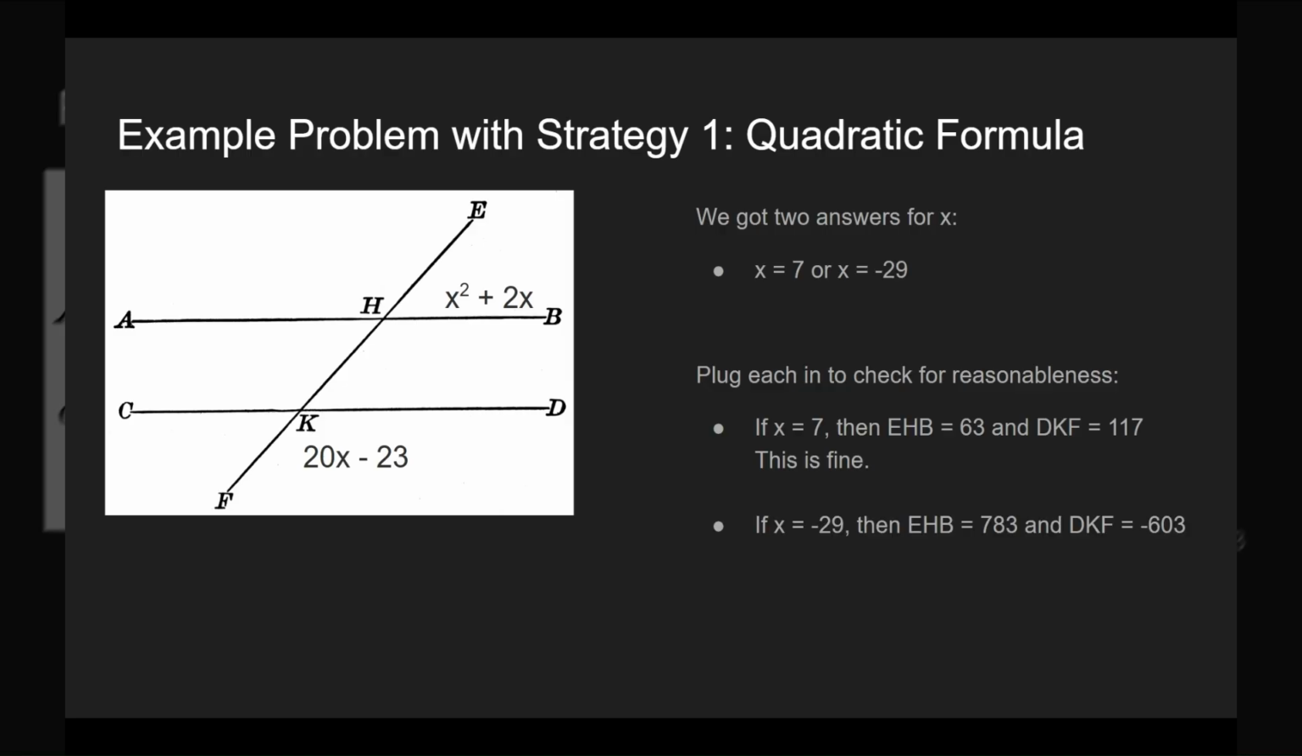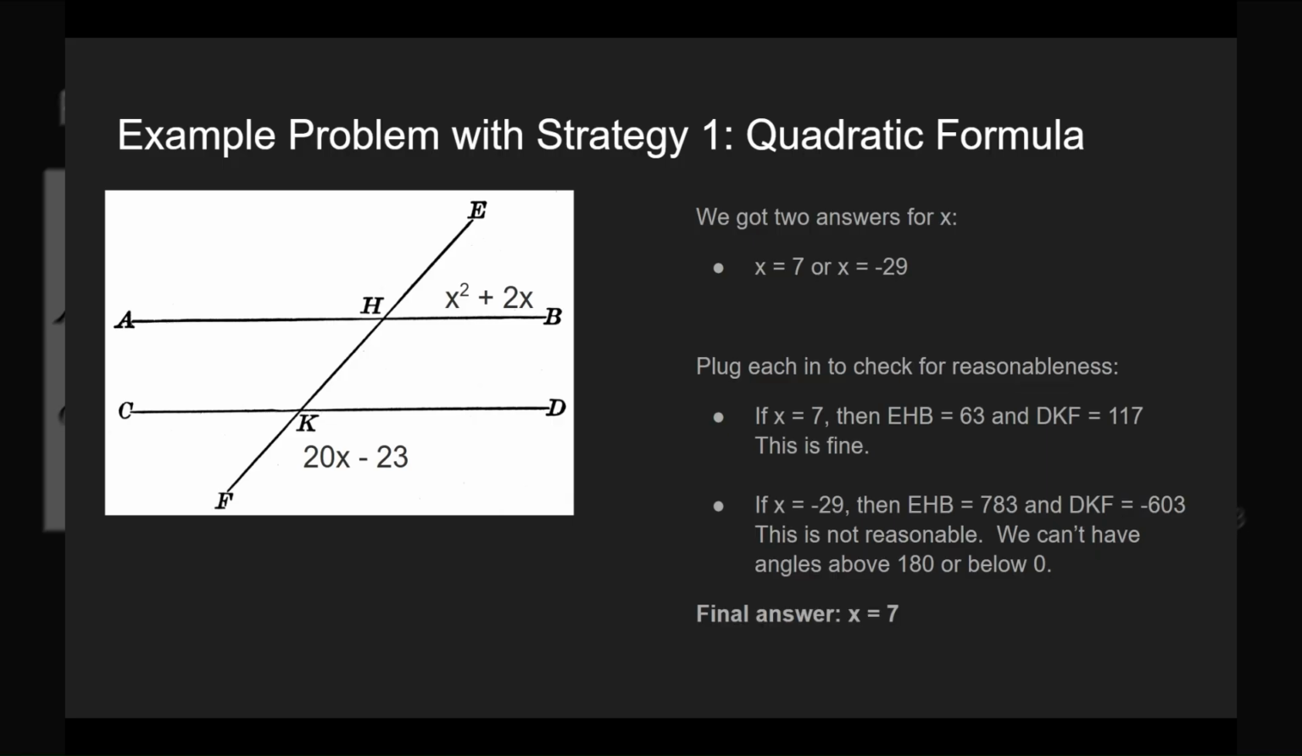If we plug in negative 29 for x, then EHB is 783 degrees and DKF is negative 603 degrees. Now, these do add to 180, as our original equation told us, but we can't have angles that are above 180 degrees or below 0. So the individual values for these two angles are no good. We need to throw this out. So our final answer here is just x equals 7. X equals negative 29 is mathematically fine, but in the real life geometry situation that we're looking at, it is no good.